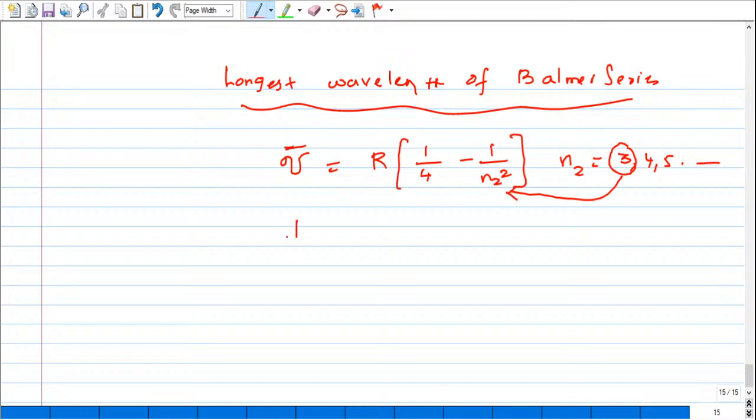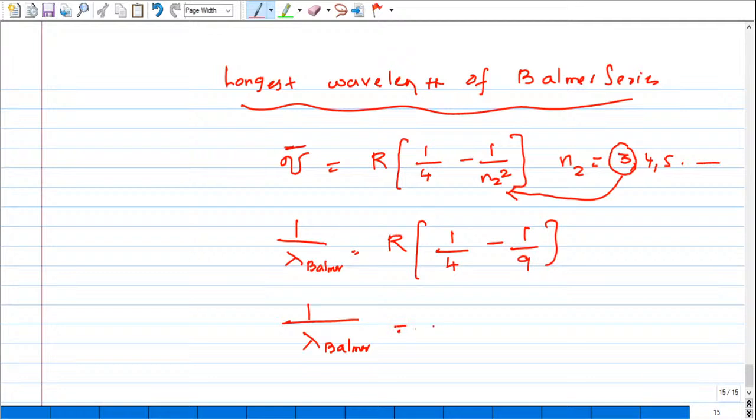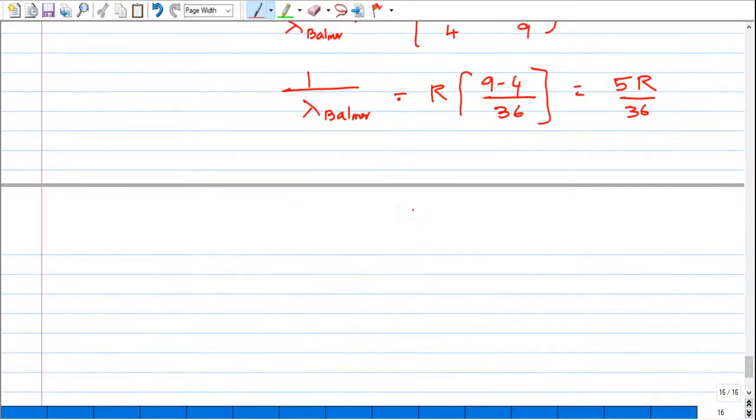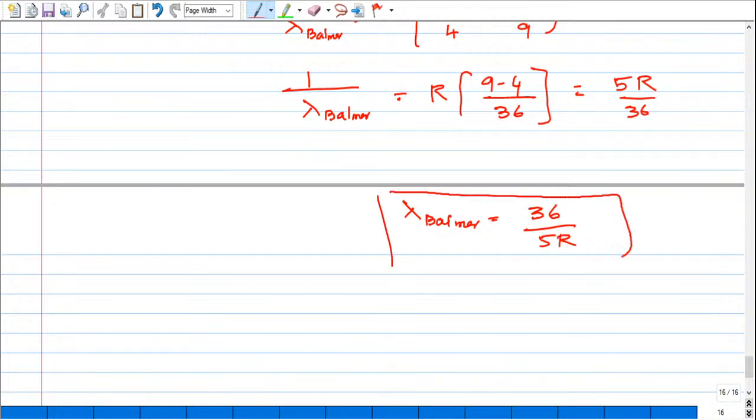So, nu bar can also be written as 1 by lambda Balmer, equal to R into 1 by 4 minus 1 by 9. Take the LCM. 1 by lambda Balmer is equal to R into (9 minus 4) by 36, which is equal to 5R by 36. If you want lambda Balmer, then your answer will become 36 by 5R. Similarly, you have to find it for the Paschen, Brackett and Pfund series.